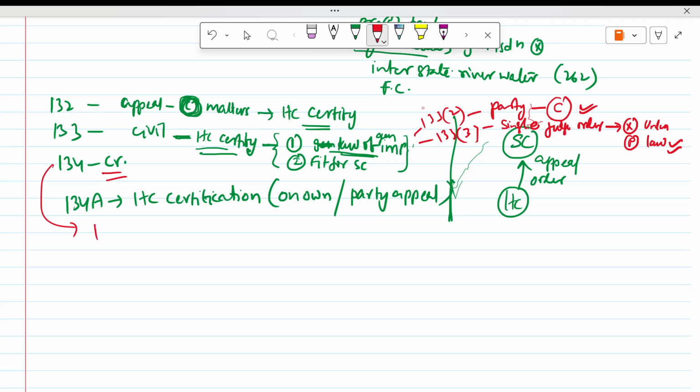Okay. 134 1 says, here A is there, B is there, C is there. A says on appeal, okay, for example, the High Court reversed the lower court order.